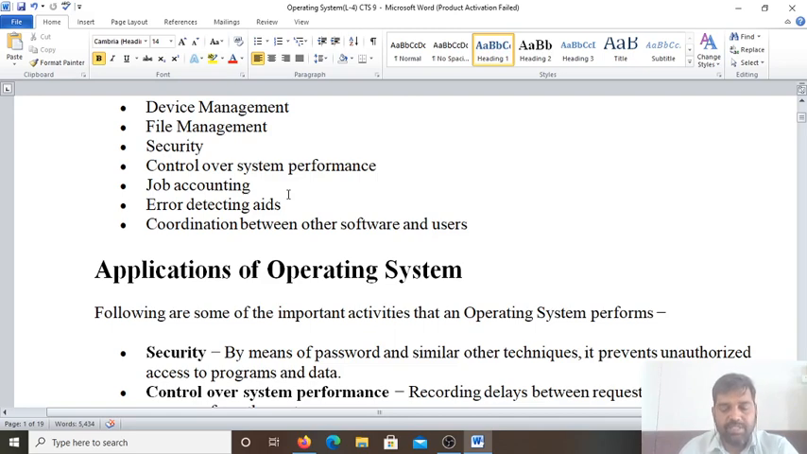Security. The operating system provides various techniques which assure the integrity and confidentiality of the user's data. It provides protection against unauthorized access through login and password. You can create a login and password for your system, so any unauthorized person who doesn't know the login ID and password cannot use the computer.